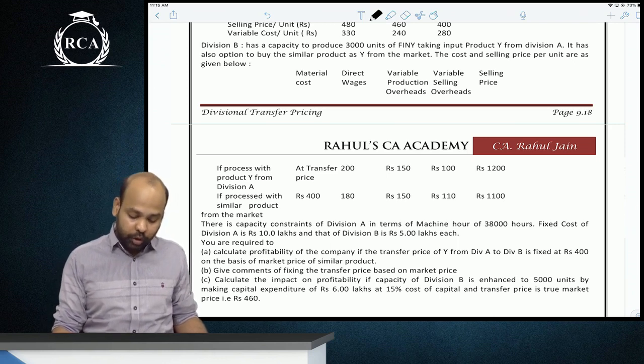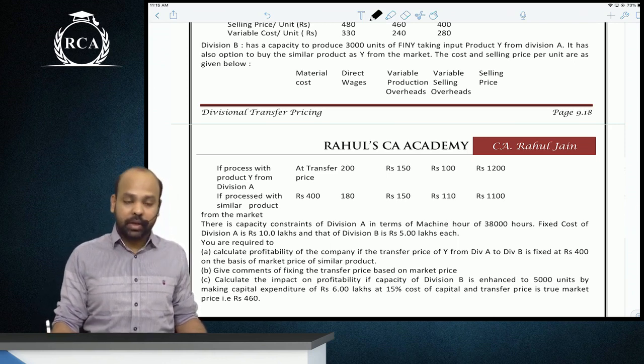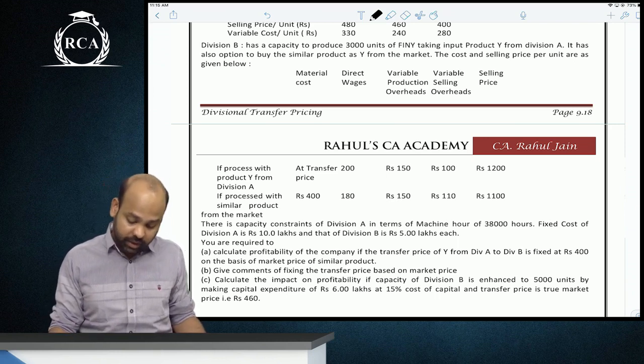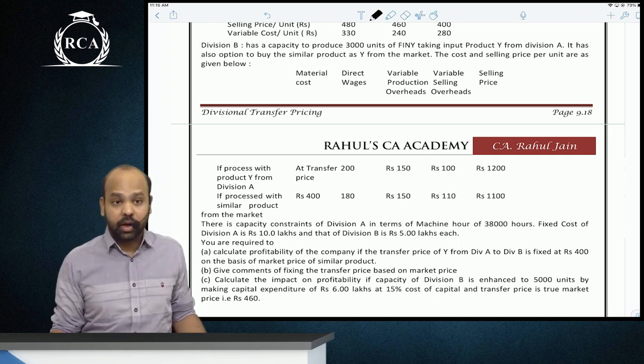If they take input beta from division A, then their material cost is at transfer price. Direct wages are 200. Variable production overheads are different. Variable selling overheads are different. The selling price would be 1200 rupees.